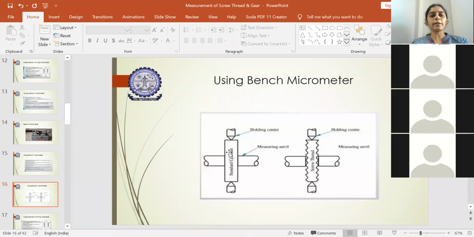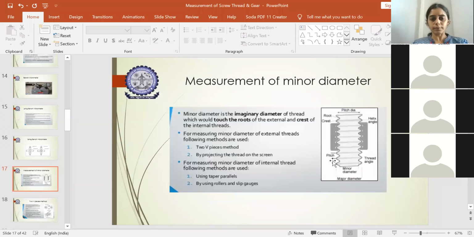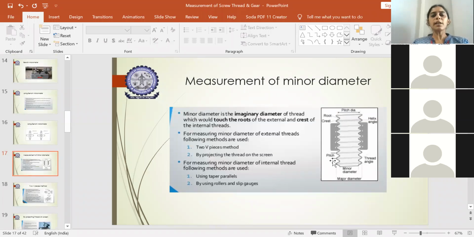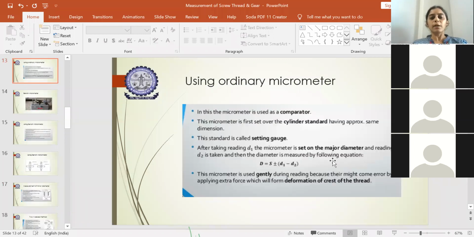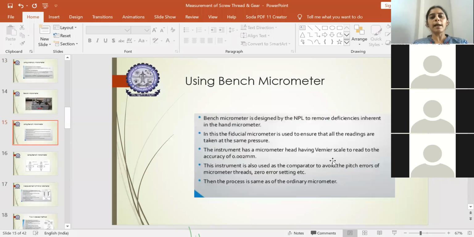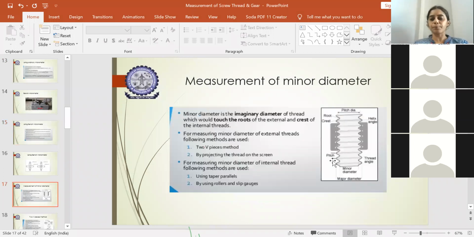Then you will get the reading on the vernier scale, and then you will remove the standard cylinder and replace it with the screw thread. By replacing it with the screw thread, you will rotate and clamp exactly where you need to determine the major diameter, and you will get the readings D1 and D2. So this is how the major diameter is determined by using an ordinary hand micrometer and a bench micrometer.